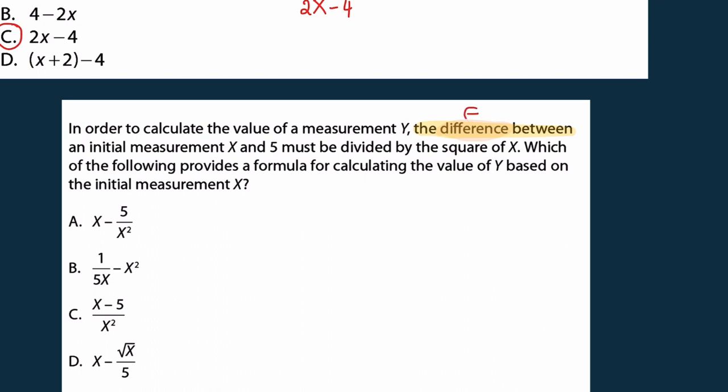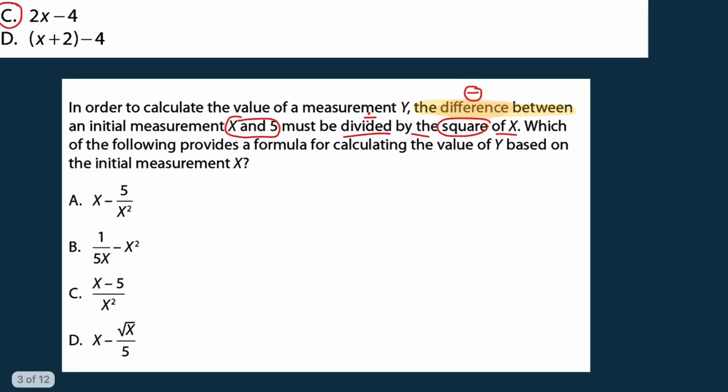means subtraction, right? The operator is subtraction. Between the initial measurement x and 5, the difference between x and 5 must be divided, is division, right? By the square of x. Which of the following provides a formula to calculate the value of y based on the initial measurement x? Which one?